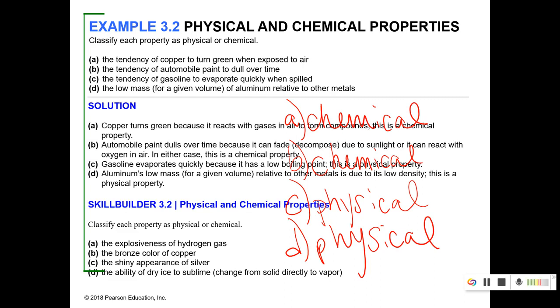All right, let's see. We've got explosiveness. Anytime you see that word, it's going to be chemical. Bronze color. If it's just color and it's not color change, that's a physical property. The shiny appearance, that's also physical. The ability of dry ice to sublime, that is also physical because that's a physical change, like a state change.